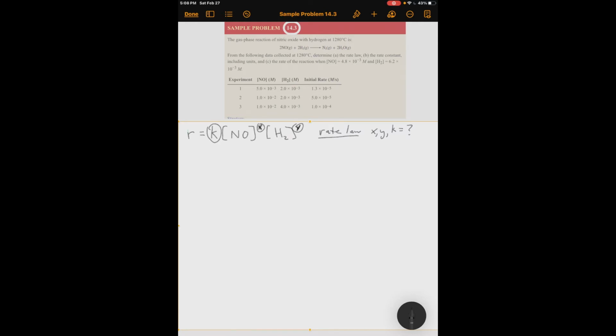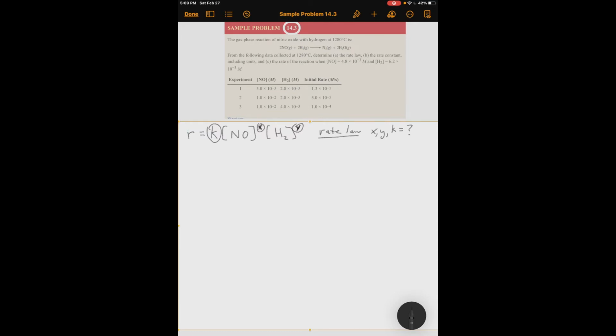You pick 2 experiments where one of the reactants is changing concentration, but the other one is not. So just looking at the numbers, experiment 2 and experiment 1 have different concentrations of NO, but they have the same concentrations of H2. That's exactly what we want. We want one reactant changing concentration, but not the other, not both of them. If both of them are changing, that makes it difficult. So I'm going to take the following analysis.